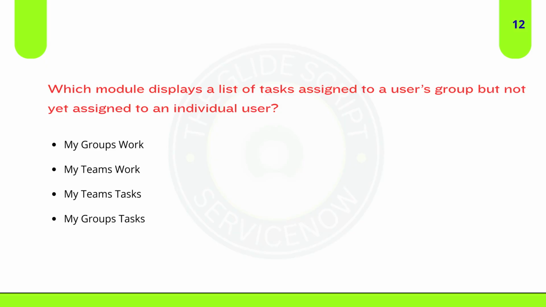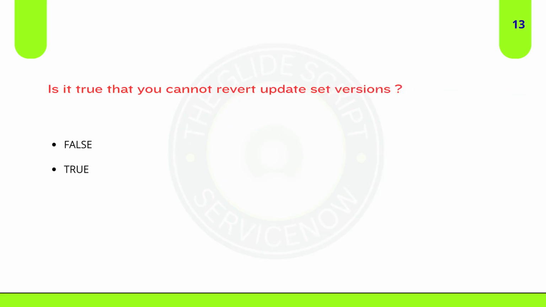You can see here. Next is, which module displays a list of tasks assigned to a user's group but not yet assigned to an individual user? My group's work, my team's work, my team's task, my group task. The answer is my group's work. The first option is the correct one. Next, is it true that you cannot revert update set versions? False. We can revert update set versions. So the answer will be false.